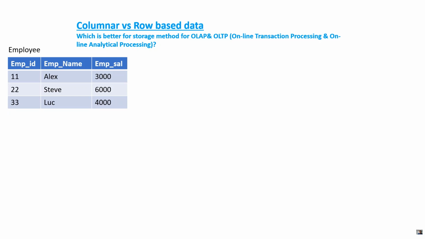If we are going to store this row-wise, how will it look? Let's take an example. Let's say employee ID 11, name Alex, and employee salary 3000, and the next record I have 22, the name is Steve, and 6000, then 33, Luke is the name, and 4000. If you are going to store data in row format, it will look like this.